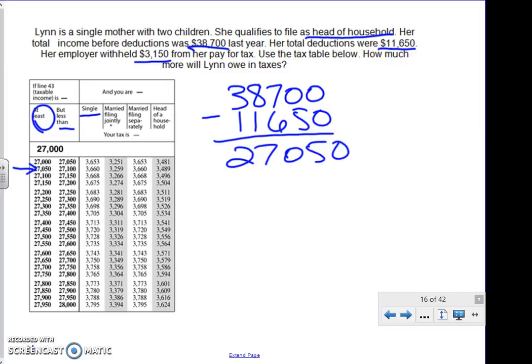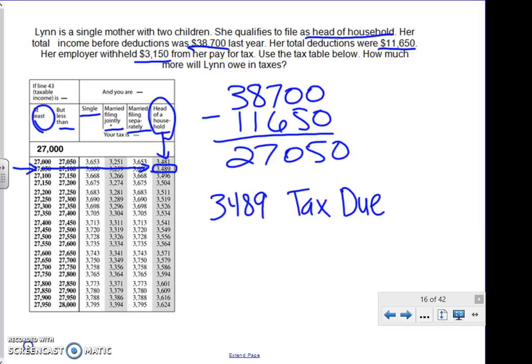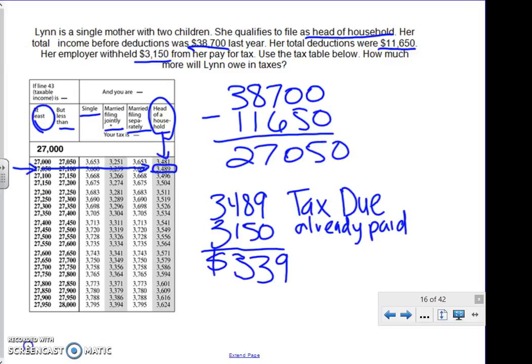You see here we have single, married filing jointly, married filing separately, and head of household. So if we go to the number where it says $27,050 and come over to head of household, we'll see that her tax due is $3,489. We're going to take that and subtract what she has already paid, and the difference will be what she owes in taxes. The difference between the two is $339.